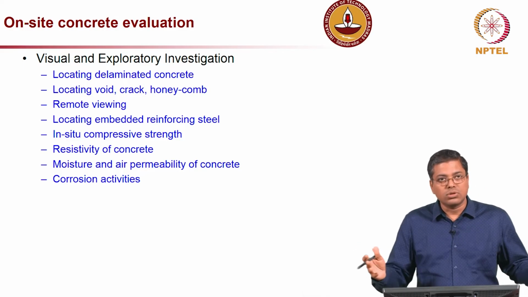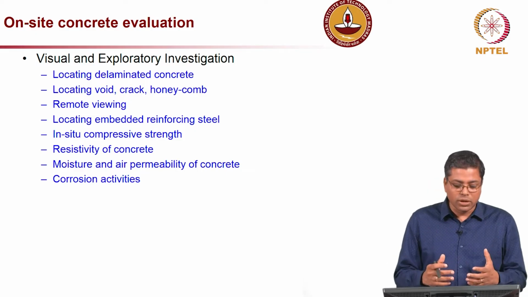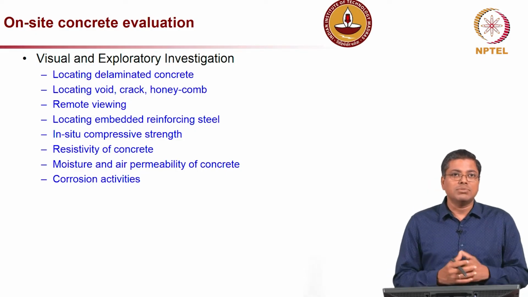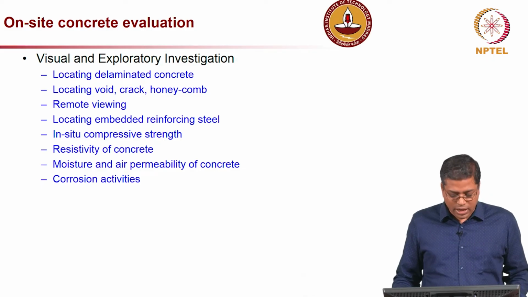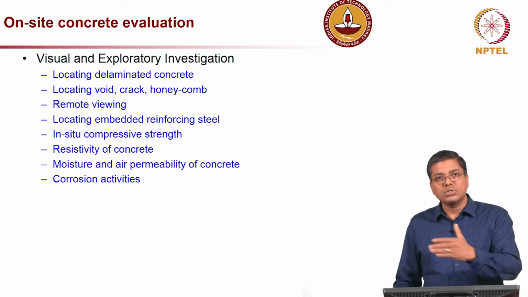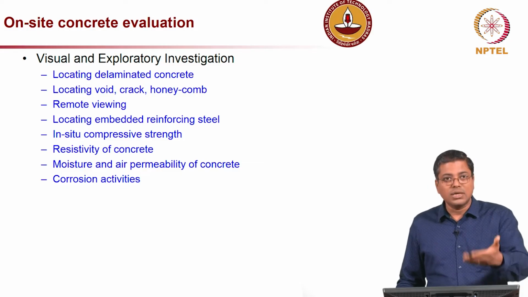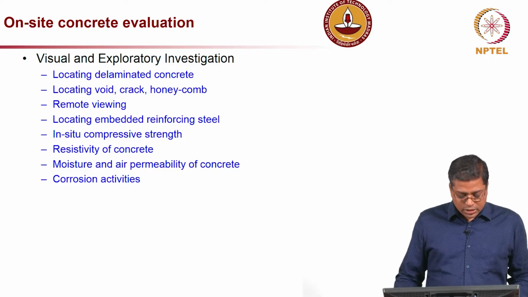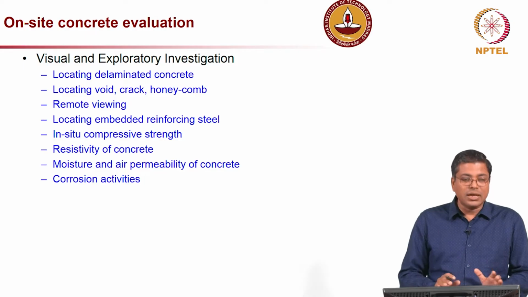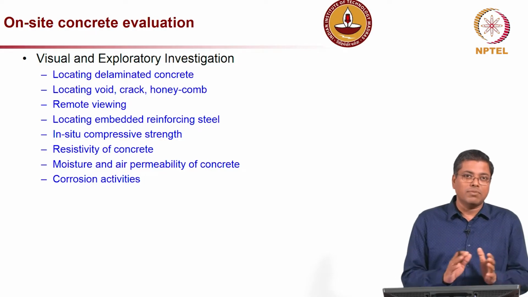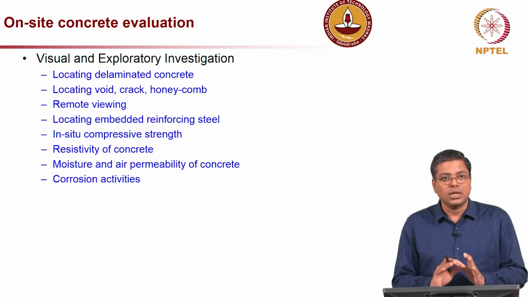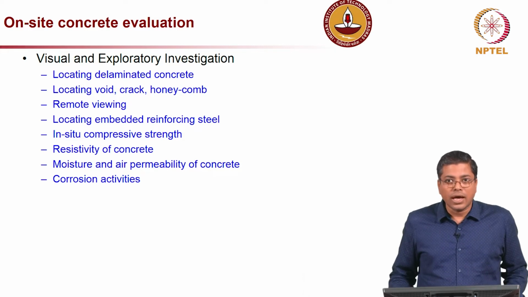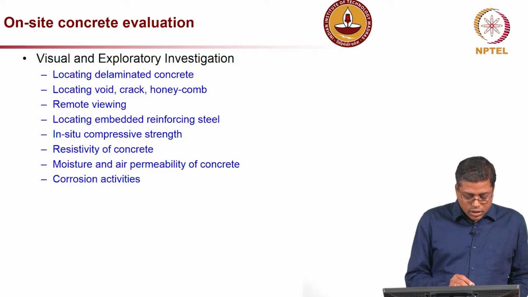Visual means you just look through, walk through inspection, and exploratory means you sometimes take small specimens from the field, or remove some concrete so that you can see what is inside, things like that. But it does not really involve laboratory tests. In this particular lecture, we are going to look at things which we can do at site.